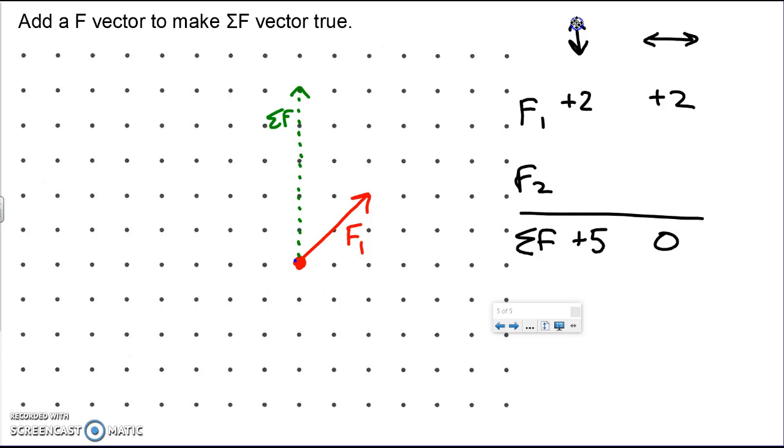Well, looking over here, if I've got to go from +2 to +5, this must be +3, and if I have to go from +2 to 0, this must be -2. So now I can draw in my blue vector. It'll be left 2, and it will be up 3. And so that gives me the idea that I've got to draw in a vector like that so that when I add it to the red one, I get the green one.